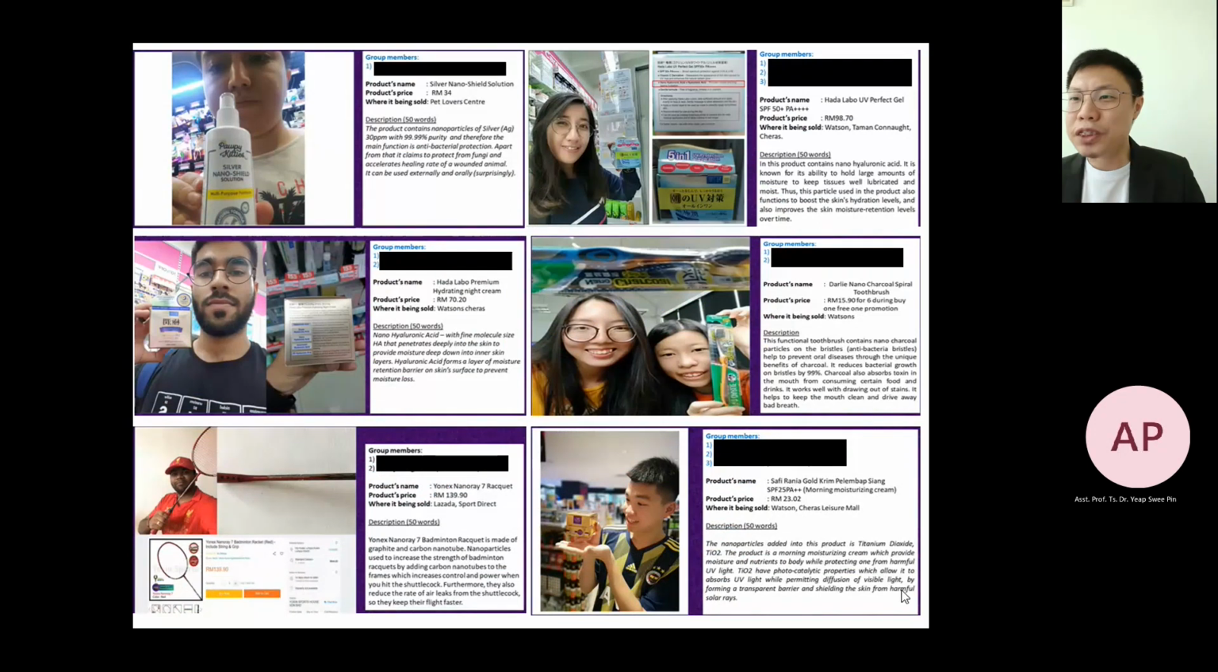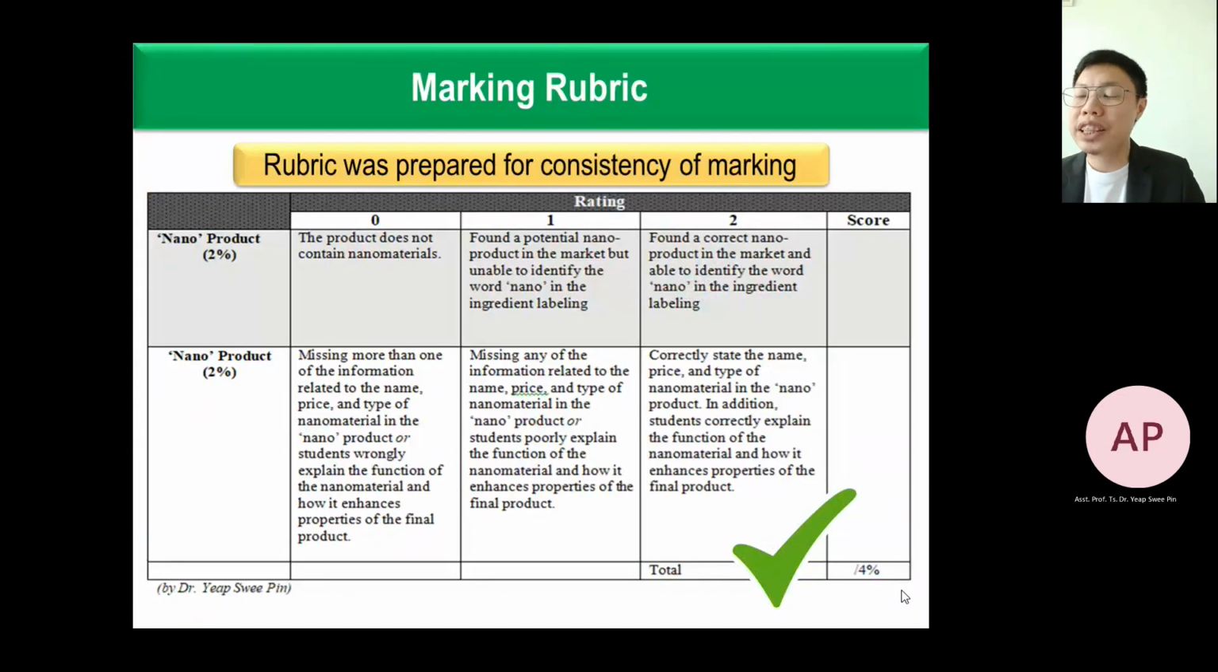They are really able to find these nano products in the marketplace. Of course, a marking rubric was designed for consistency in marking. Students are only able to get full marks for this assessment if they successfully find a correct nano product in the market and are able to identify the word nano in the ingredient labeling. They also need to correctly explain the functionality of the nanomaterials and how it improved the property of the final product itself.